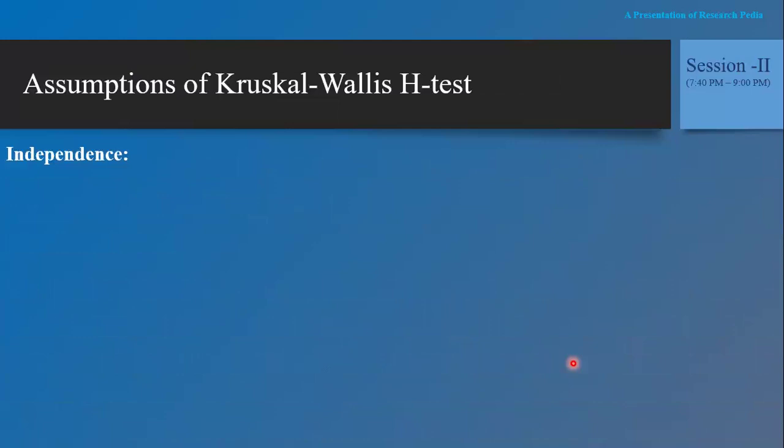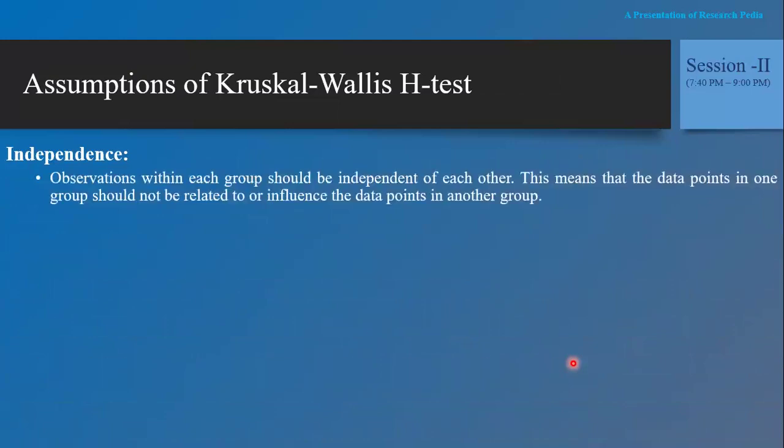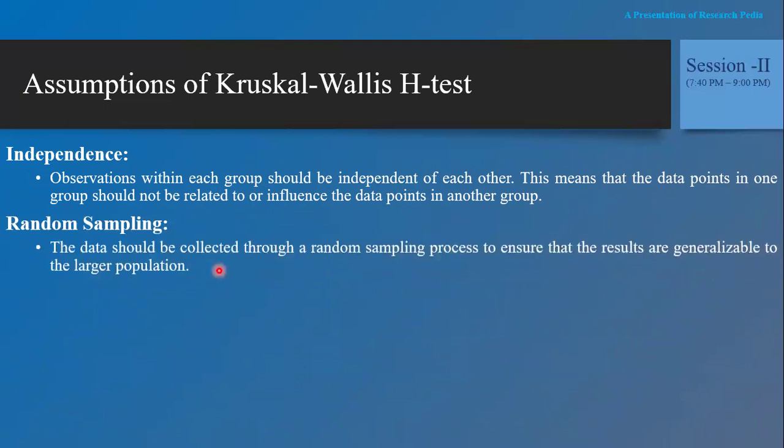What are the assumptions of the Kruskal-Wallis test? The first assumption is that observations within each group should be independent of each other. This means that a data point in one group should not be related to or influence a data point in another group. The second assumption is random sampling. The data should be collected through a random sampling process to ensure that the results are generalizable to the larger population.